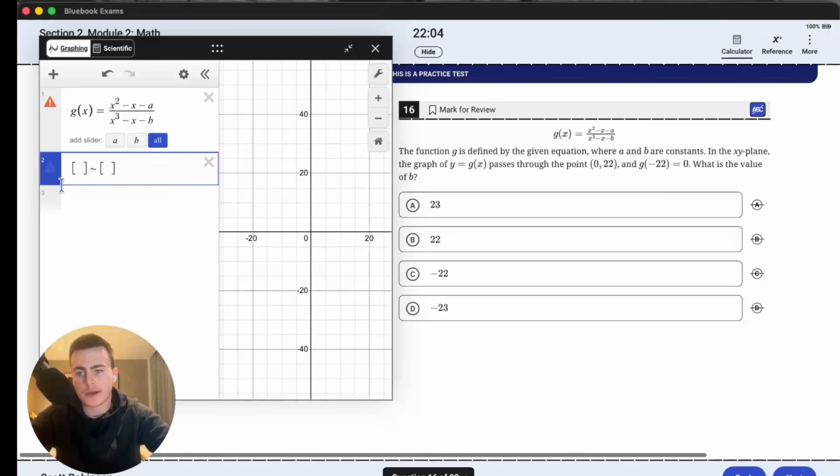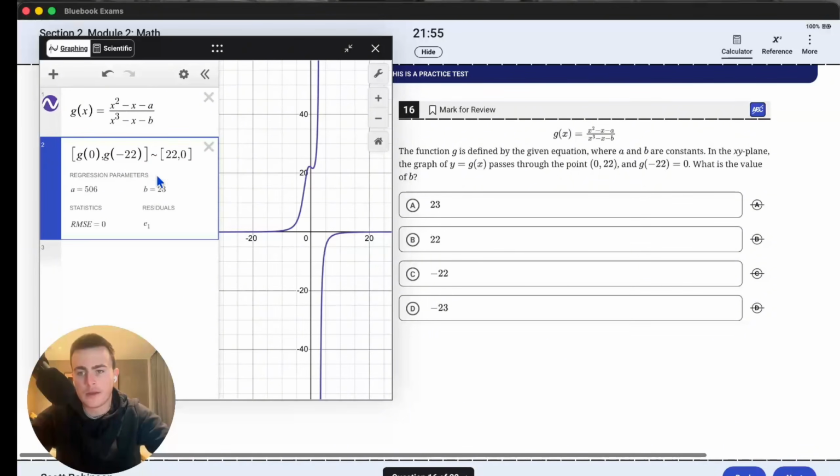So we have 2 points, we plug it into a list. G of 0, comma, G of negative 22. And then the right side you go 22, comma 0. Because G of 0 is 22, it's equivalent to 22. And then G of negative 22 is equal to 0. So you plug it into the list, the value of B is 23.